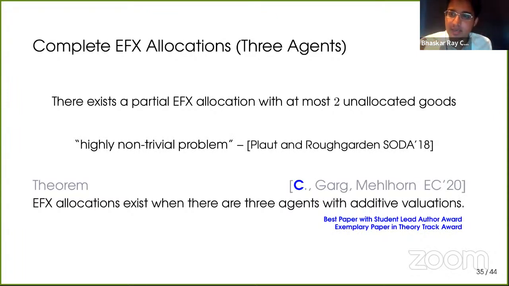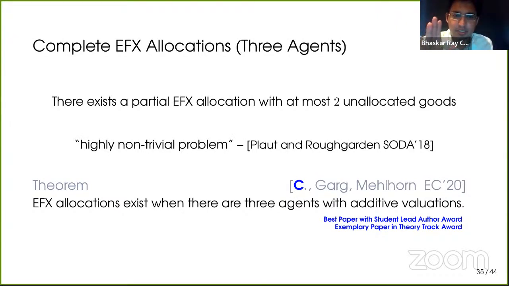And when agents have additive valuations, we show that we can indeed do this. The proof is very technical. It spans over 15 pages. Maybe it's not the most elegant proof, but it will tell you a lot about the structure of the partial EFX allocation when the update rules that you applied earlier are no longer applicable.